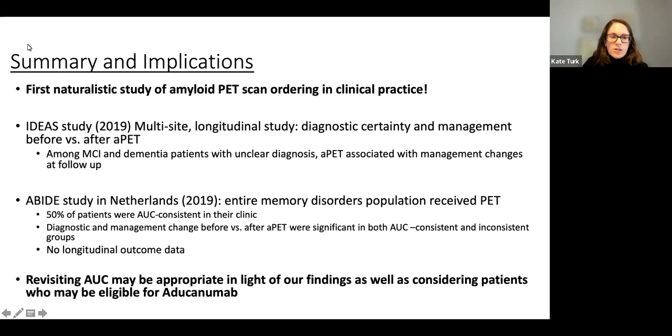So our conclusions from our data were that revisiting the appropriate use criteria would be appropriate in light of our findings, as well as considering patients that had a primarily neuropsychiatric presentation initially rather than cognitive. And then we also talked about the appropriate use of amyloid PET scans in the aducanumab era.